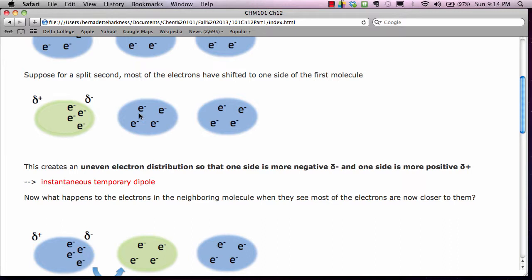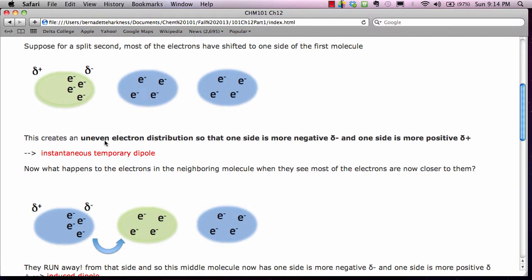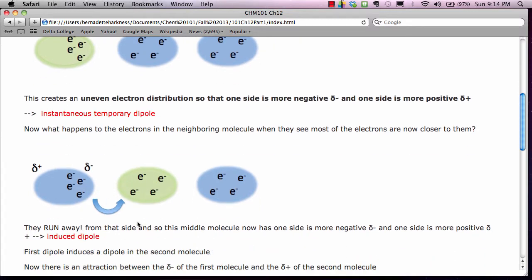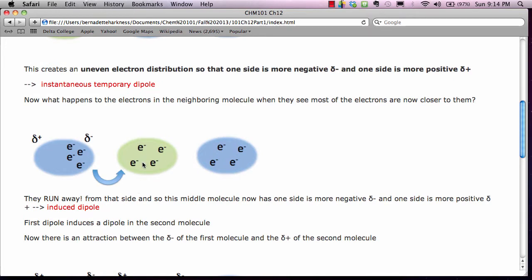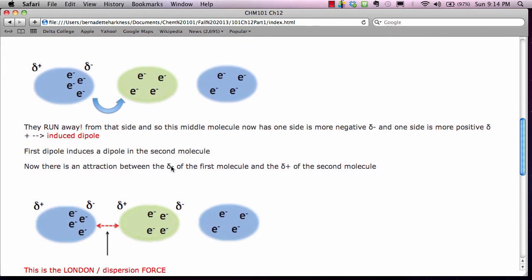And now this next molecule is close by. What do you think this next molecule is going to do? The first molecule has what we call an instantaneous temporary dipole. Suddenly for one split second all these electrons are on this side. Then the neighboring molecule, its electrons feel this effect. So what do you think these electrons are going to do in the neighboring molecule? They are going to run away.